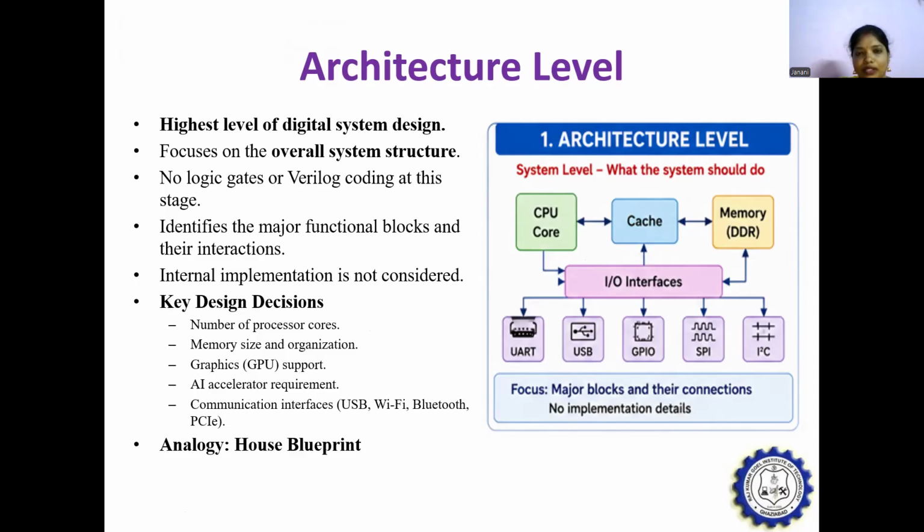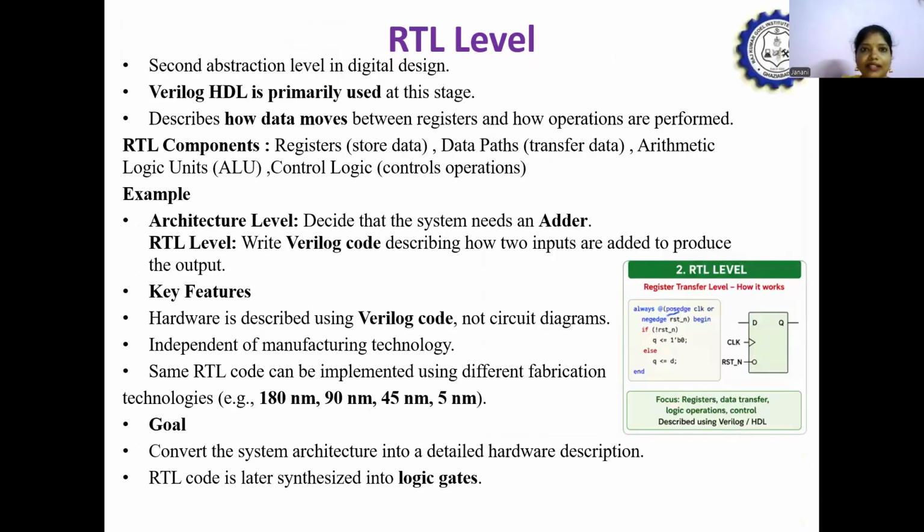An example for this architecture level: if you want to build a home, the architect will provide only the house blueprint. Here they will provide the number of rooms, living rooms, kitchens and so on. They never discuss the internal implementation details, such as the size of bricks or what type of cement they are using. Like the architecture level, it will just provide the overall system structure. After the architecture level, the next level is the RTL level.